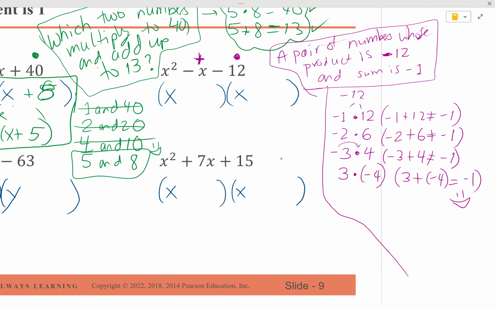All of that can be happening in your head. This list of numbers that I just wrote, you don't have to write that out. You're just kind of brainstorming, but if it helps, that's good. So I think the answer is 3 and -4, because 3 times -4 is -12, and 3 plus -4 is -1. So that looks fine. That's a good answer.